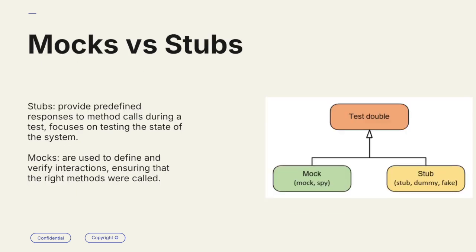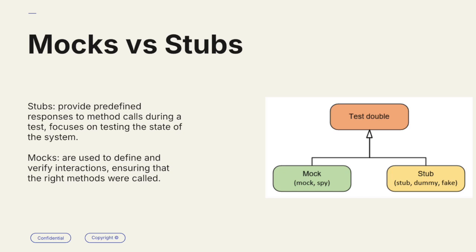Let's talk about a concept that often confuses developers: test doubles. These are tools we use to replace parts of a system during testing. The two most common types are mocks and stubs. While people often use these terms interchangeably, they actually serve very different purposes.